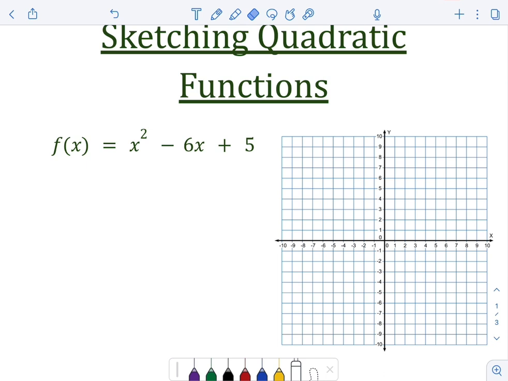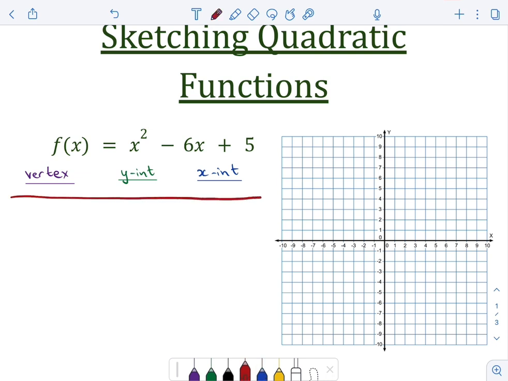And whenever I'm sketching a quadratic function, I need to make sure that I get three important points. The first point is the vertex. The vertex is the turning point of the parabola. That is my first important point I need to get. Then I need to get the y-intercept. That is where it is intercepting the y-axis. And then I need to get the x-intercept, where it's intercepting the x-axis. So those are the 3 points that I need to focus on.